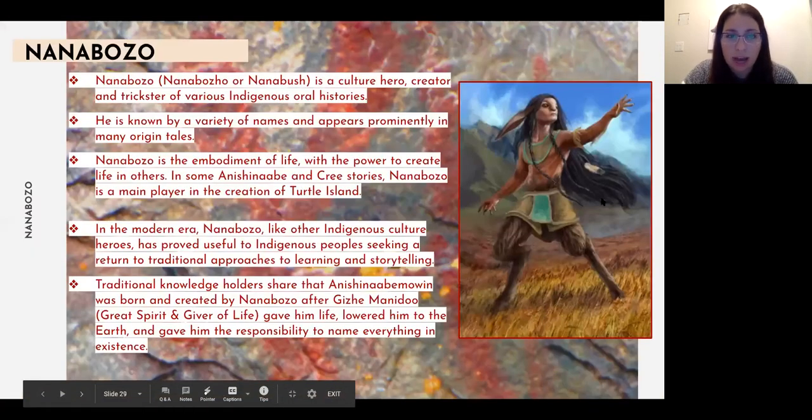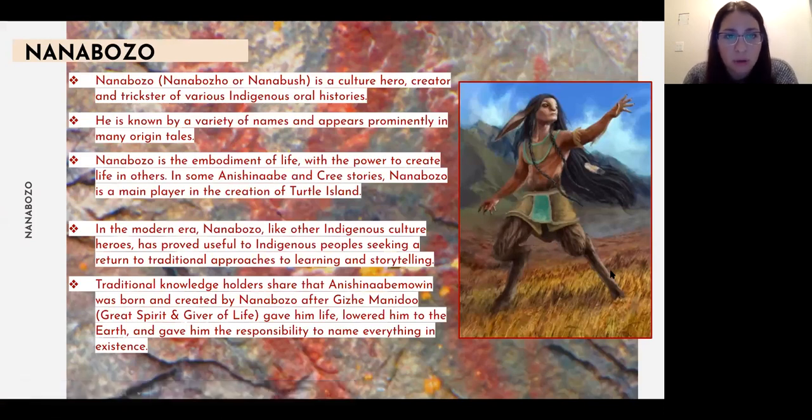All right, so Nanabojo. So Nanabojo or Nanabush is a culture hero, creator and trickster of various indigenous oral histories. He is known by a variety of names and appears prominently in many origin tales. Nanabojo is the embodiment of life with the power to create life in others. In some Anishinaabe and Cree stories, Nanabojo is a main player in the creation of Turtle Island. In the modern era, Nanabojo, like other Indigenous culture heroes, has proven useful to Indigenous peoples seeking a return to traditional approaches to learning and storytelling.